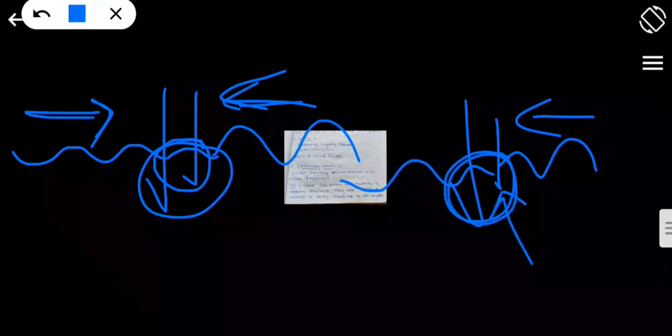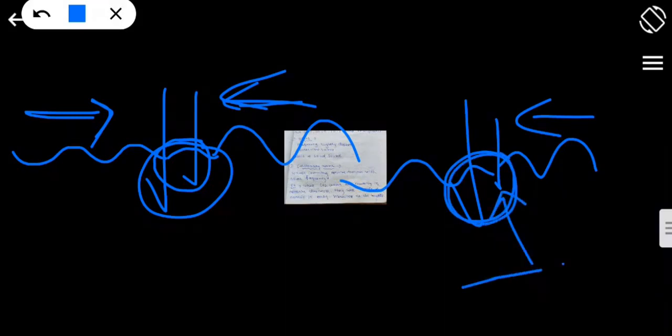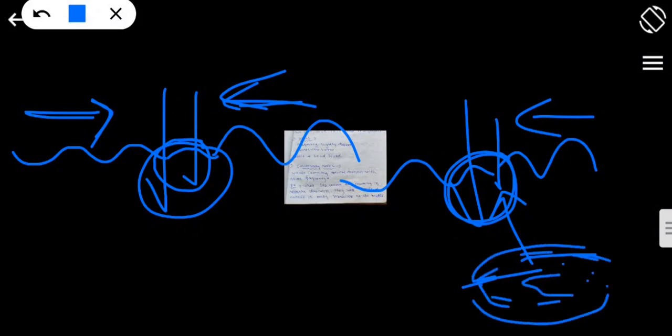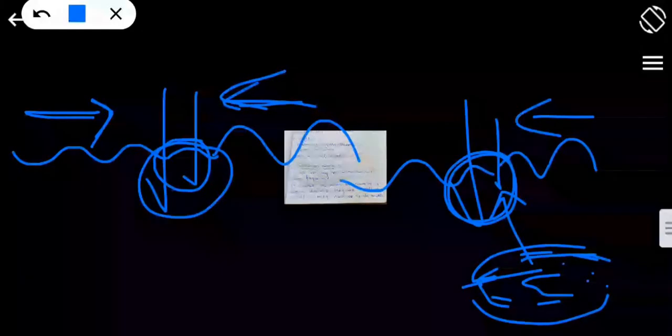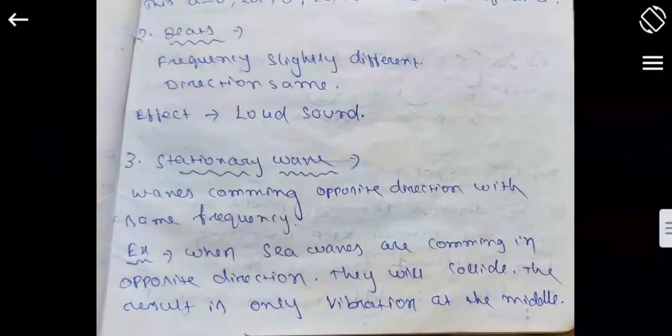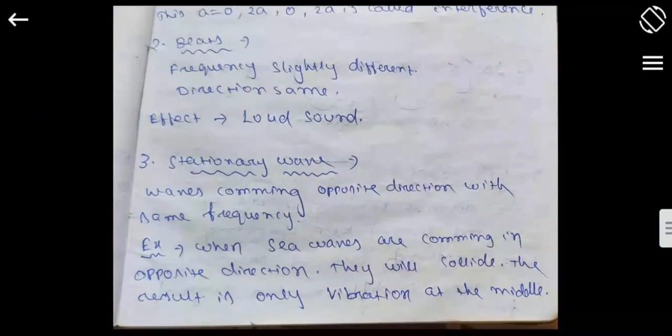And at that time, if another wave comes, what will happen? Due to the collision, you will observe a vibration, and you can observe foam being created near your feet due to the vibration. This is a simple example of a stationary wave. Here you can say waves are coming in opposite directions with the same frequency.